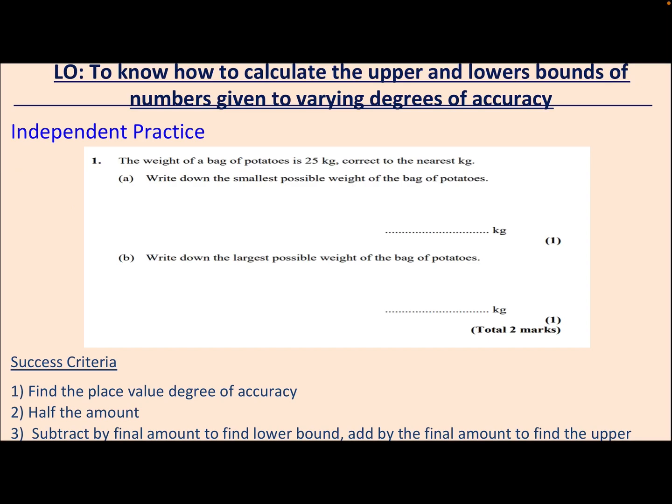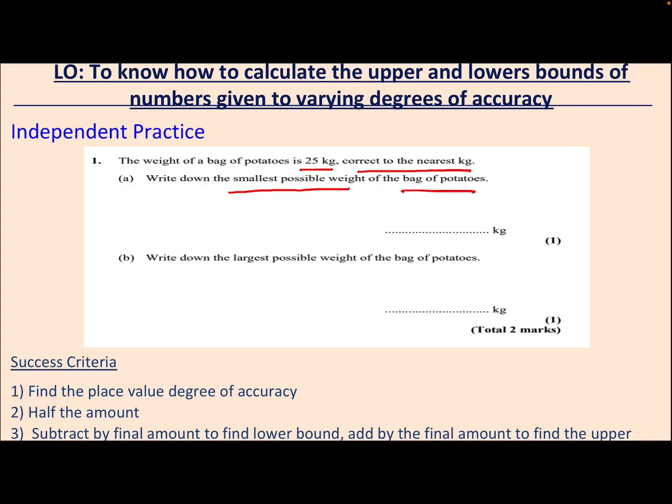So here's an exam question. Make sure to pause the video and give yourself some time to answer this. Alright, so I'm going to go through the answer. The question says the weight of a bag of potatoes is 25 kg, correct to the nearest kg. Write down the smallest possible weight of a bag of potatoes.